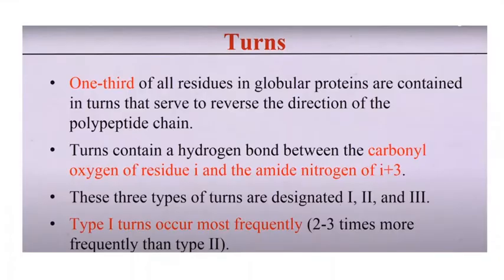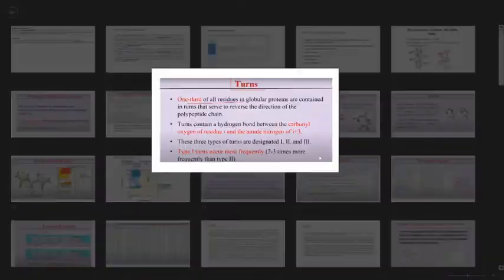Then the next one is turns. Now one third of all residues in a globular protein, suppose the protein is globular, having a different shape and size, as you all know, one third of the sequence of that protein is composed of different types of turns that serve to reverse the direction of the polypeptide chain.